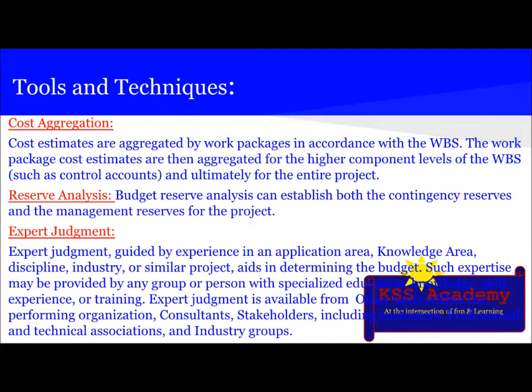Then the next tool and technique used is expert judgment, which is guided by experience in the application area, knowledge area, discipline, industry, or similar projects, and aids in determining the budget. Such expertise may be provided by any group or person with specialized education, knowledge, skill, experience, or training. Expert judgment is available from other units within the performing organization, consultants, stakeholders including customers, professional and technical associations, and industry groups.